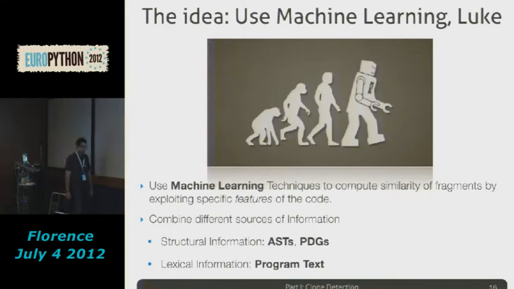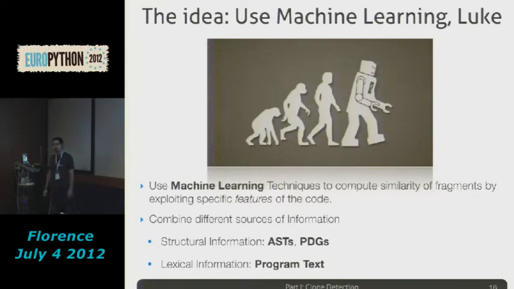Anyway, so, what is the idea? It is to try to combine different sorts of information. And the way I did it was using machine learning techniques. The idea in my case was to combine structural information gathered, for instance, from AST or PDG, so trees or graphs, and combine it with lexical information, so the program text.